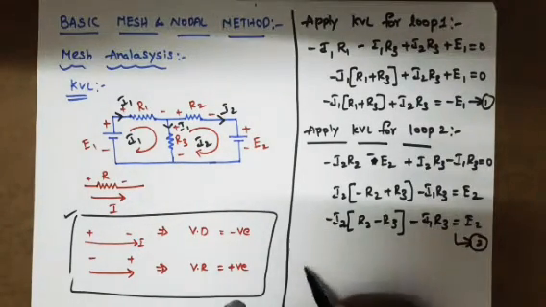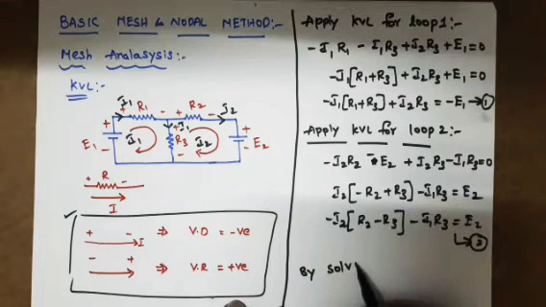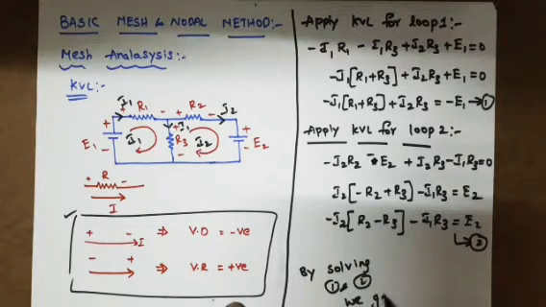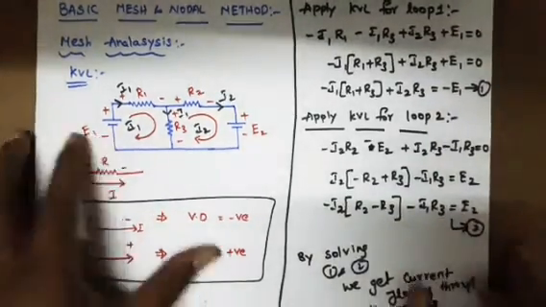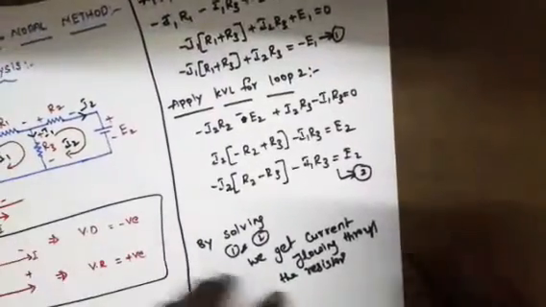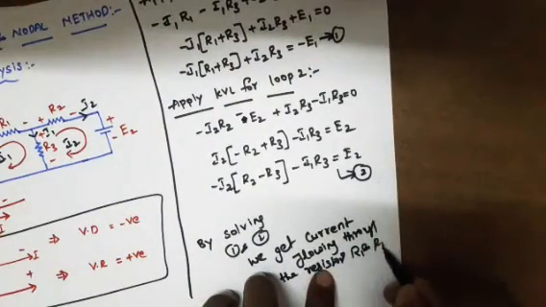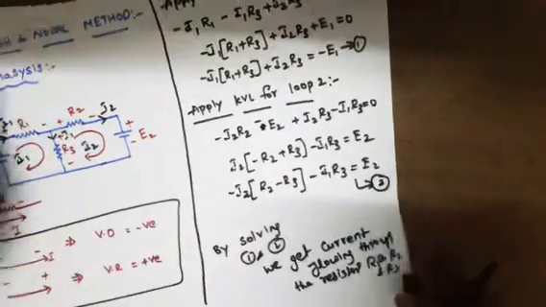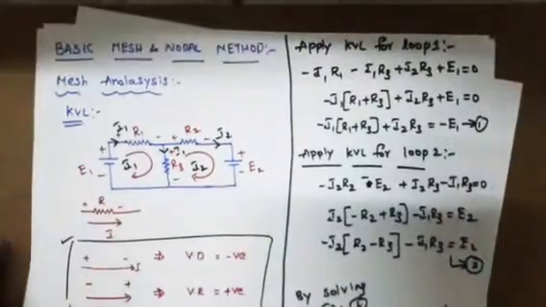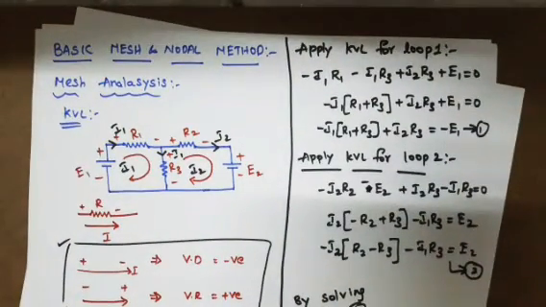By solving equations 1 and 2, we get the current flowing through the resistors R1, R2 and R3. So this is the Kirchhoff's voltage law application, mesh analysis.